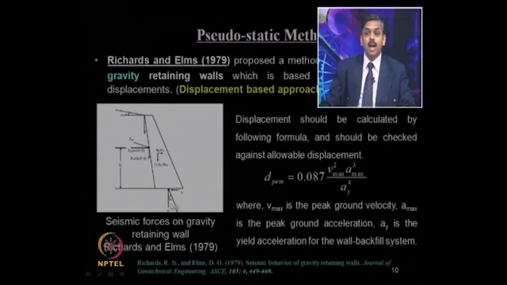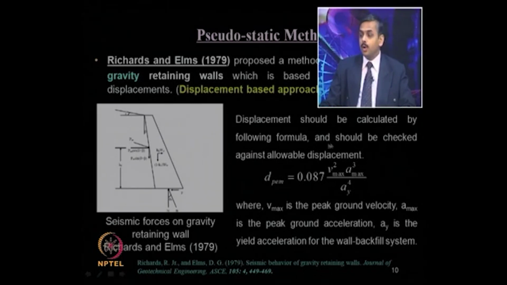So, it has to be done algebraically to find the normal reaction, and the normal reaction times tan of the base friction angle will give you the stabilizing force. That stabilizing force divided by the disturbing force gives the factor of safety against sliding, which has to be equated to 1 to get the A y value. Once you get the A y value, you can always get the permissible displacement. This is the permissible displacement under a particular given value of A max and corresponding value of V max.